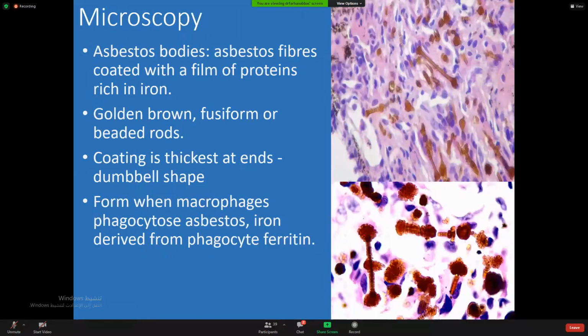On microscopy, you see these dumbbell-shaped structures. These are what we call the asbestos fibers, and these are the asbestos fibers over here. Okay, and they are usually golden brown in color. Why are they golden brown in color? Because of the ferritin or iron that is stored within the macrophages in which they have been engulfed.